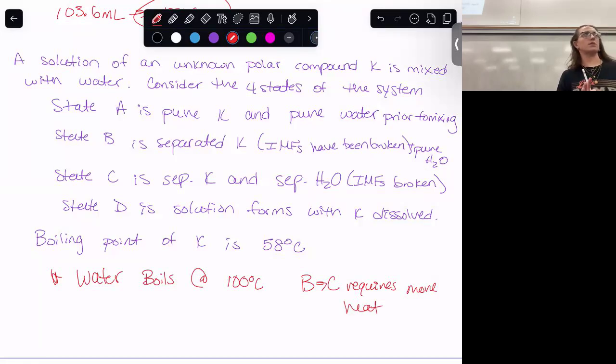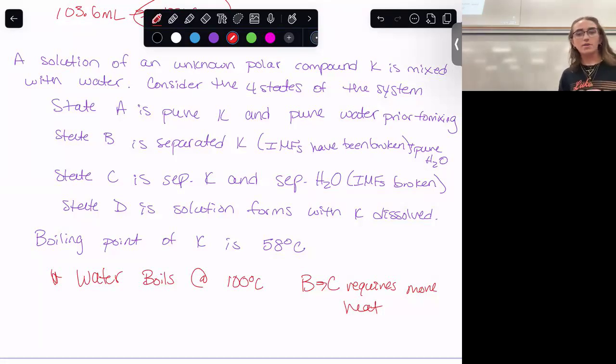Does that make sense, why that's happening? If you were to heat both of them on the stove at the same time, K is going to reach its boiling point faster, right? They're both starting at room temp, about 25. It's going to reach 58 before it reaches 100. So it's going to require more heat to break all of those IMFs in the water than it is to reach that K.